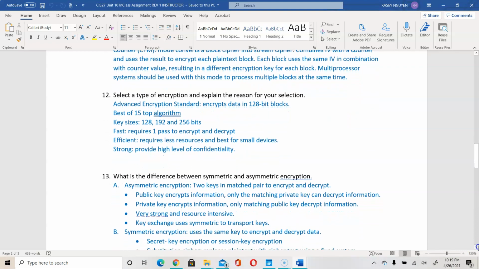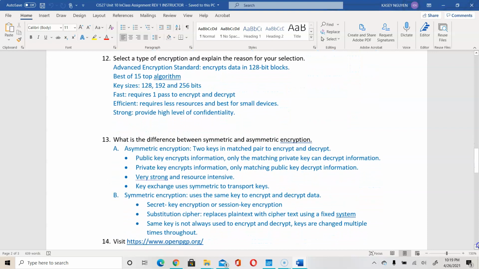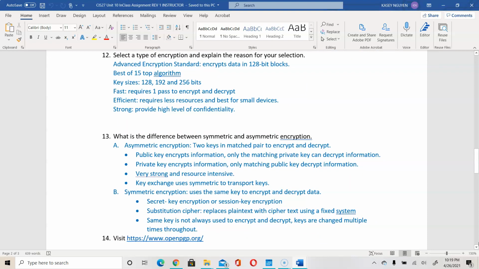For question 13, we're asked to differentiate between symmetric and asymmetric encryption. Asymmetric encryption uses two keys in a matched pair to encrypt and decrypt. The public key encrypts the information, and only the matching private key can decrypt the information. The private key encrypts the information, and only the matching public key can decrypt the information. Very strong, but it's resource intensive, like we said.